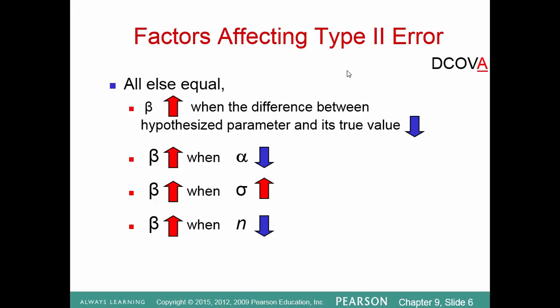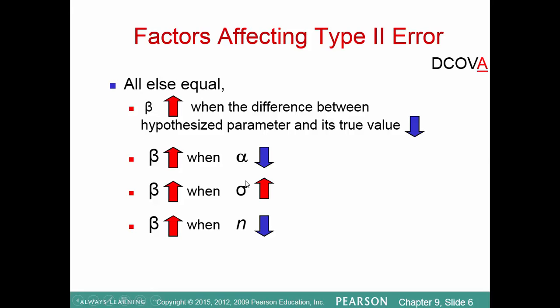This slide shows a few other factors affecting the probability of a type 2 error. All else being equal, the smaller the difference between the hypothesized parameter and its actual true value, the greater the probability of making a type 2 error. In other words, the closer the hypothesized parameter is to its true value, the greater the probability of a type 2 error.